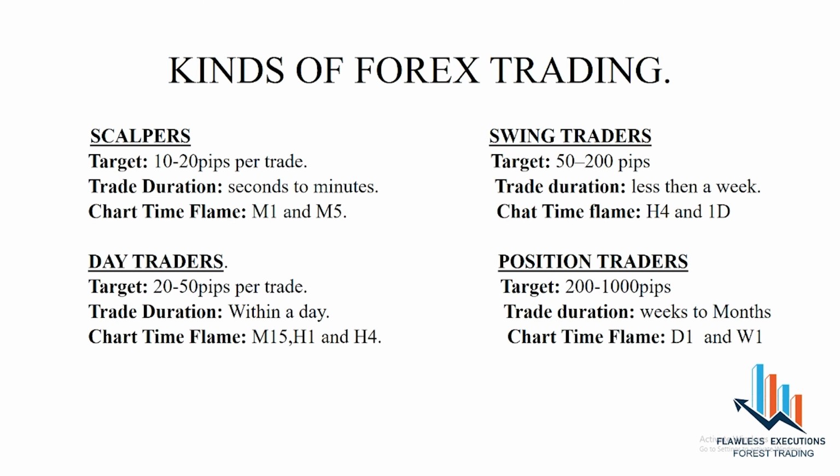We have the scalpers, and these traders usually capture 10 to 20 pips per trade. Each and every trade that they place, they aim at capturing 10 to 20 pips, and their trading duration lasts between seconds and minutes, and normally they don't move on to hours. They come to the market, study it, execute their trade, and within a few minutes they exit their trade, take their profit and go. They use the 1 minute and 5 minute time frames for their technical analysis.